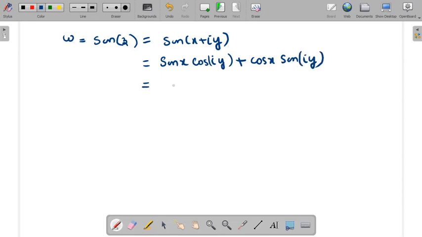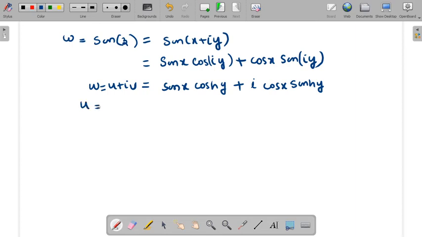So we get sin x, and now cos iy can be written as cosh y, the hyperbolic cosine, and sin iy is i sinh y. So we get cos x i sinh y. And separating the real and imaginary part, we write w equal to u plus iv. So u is sin x cosh y and v equal to cos x sinh y.